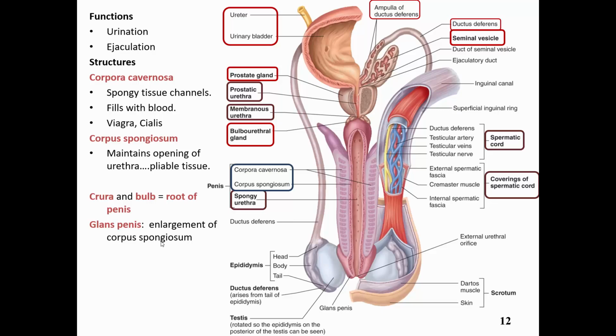At the far distal end is the enlarged area called the glans penis, which is enlargement of the corpus spongiosum, as you can see here at the bottom of this picture. The prepuce, or foreskin, covers over the external layer, and circumcision is a procedure that would remove that foreskin. And the outer opening is simply referred to as the external urethral orifice.